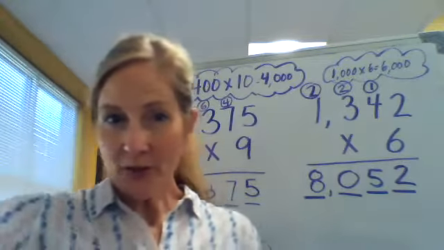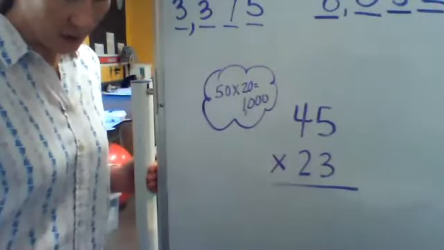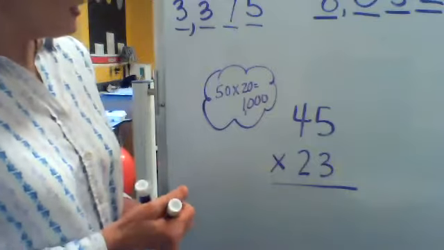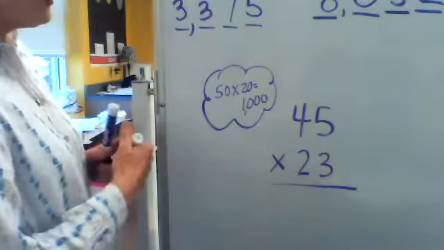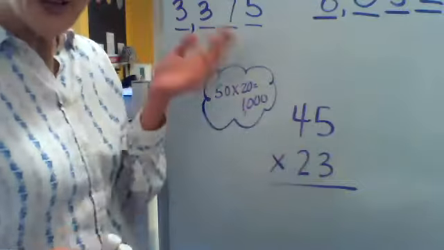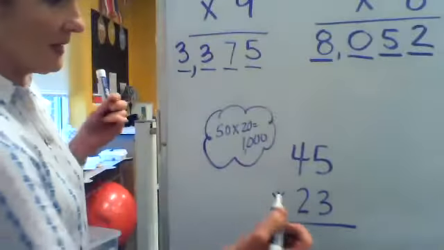All right, let's go to something that might be a bit new for you. It's when we have a 2-digit multiplier, or one of the factors is 2 digits. And let's go ahead and see how we attack this one. Well, first of all, if this was 45 times 3, I feel pretty confident we could just knock that out, right? So let's go ahead and do that.